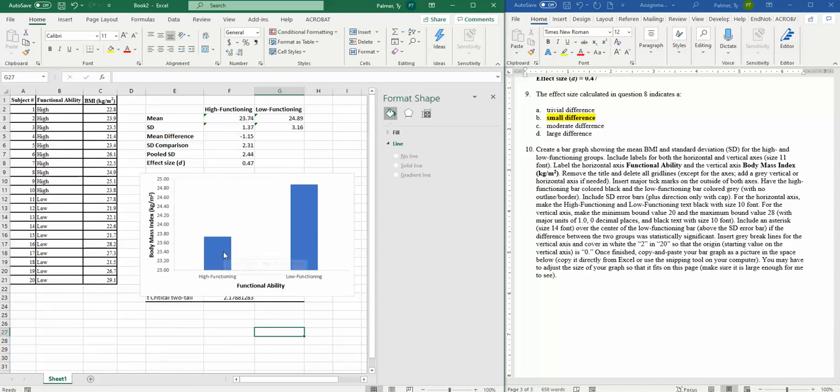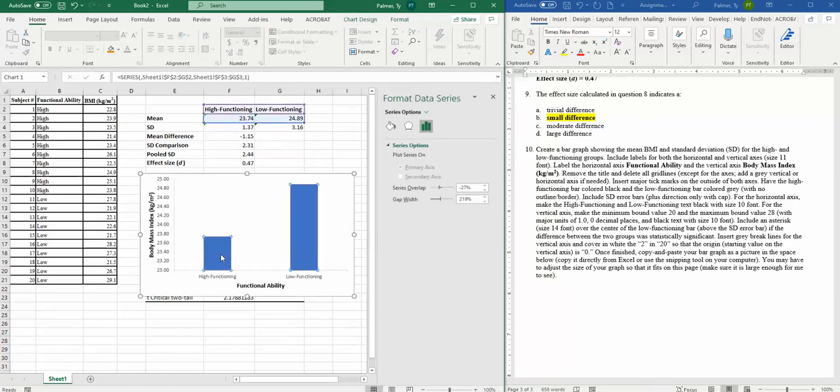Okay, so the high functioning bar represents the mean for the high functioning group. In order to color it, click on the bars. Notice it highlights the entire graph, but it also highlights the bars too. Then click again specifically on the higher functioning bar. Once you click again on just the higher functioning, that should highlight only that bar, and it does. Do you see that? This bar is the only one that's highlighted. The low functioning is no longer highlighted. It's just the higher functioning. And it says in the instructions that we need to have the higher functioning bar colored black.